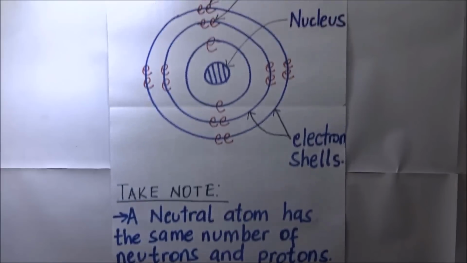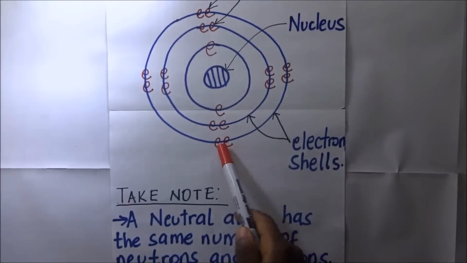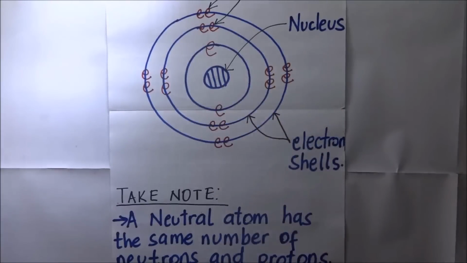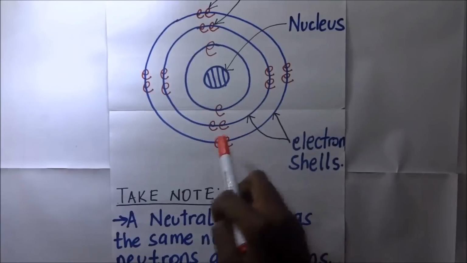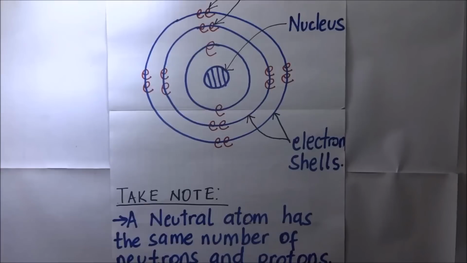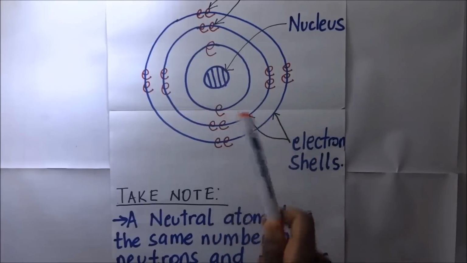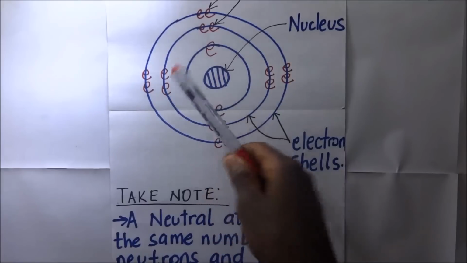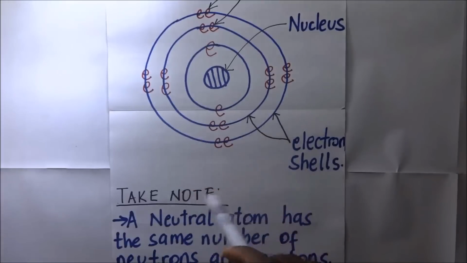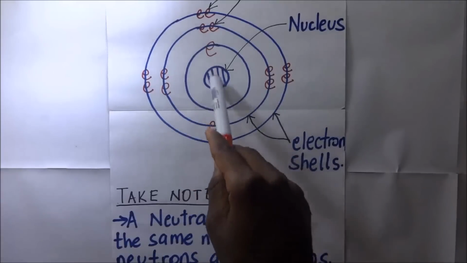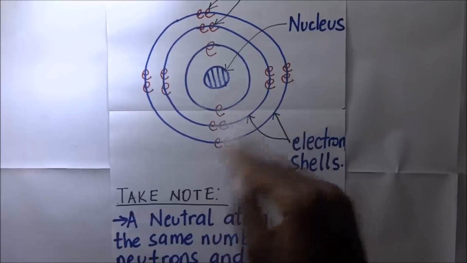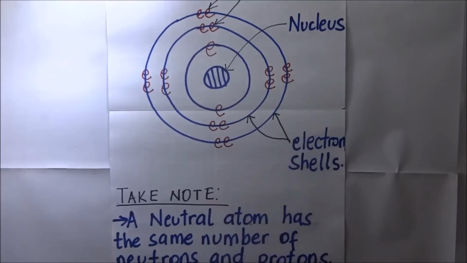Now, during bonding, these electrons that are always moving around the nucleus can be lost. Now, when an electron is lost during bonding, it means that the overall number of protons in the atom will be more than the overall number of electrons. It would mean that this atom has got more positive charges than negative. And so that means that overall, the atom will be considered a positively charged one.